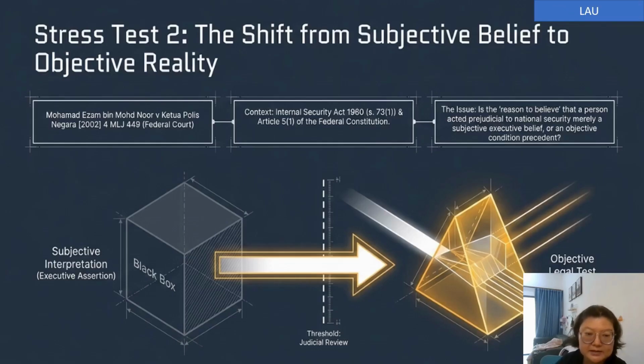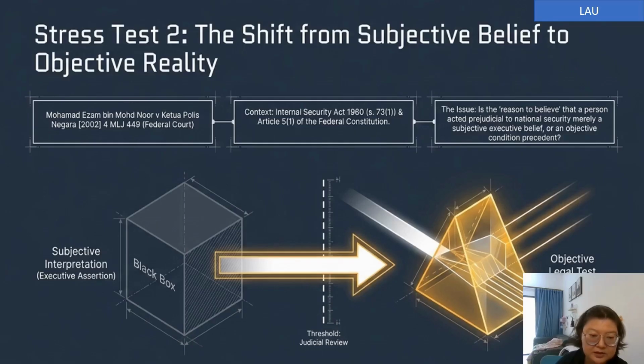Our second case is Muhammad Azam bin Muhammad Noor and Ketua Polis Negara in 2002. The case involved Section 73(1) of the Internal Security Act 1960, together with Article 5(1) of the Federal Constitution, which protects a person's right to liberty. Before this case, courts were often willing to simply trust the executive opinion. We just accept what the official says, but the Federal Court changed this.